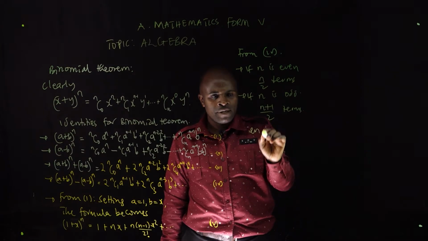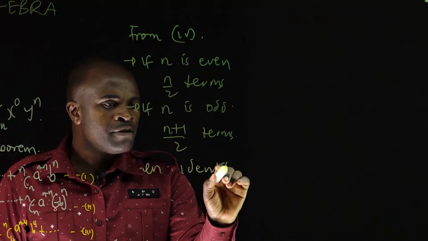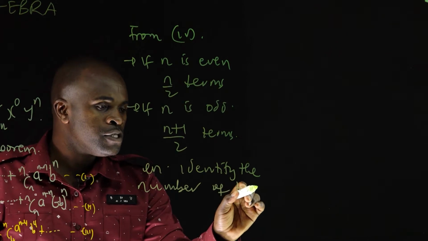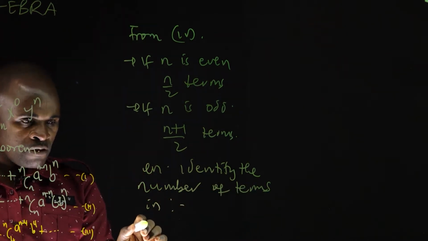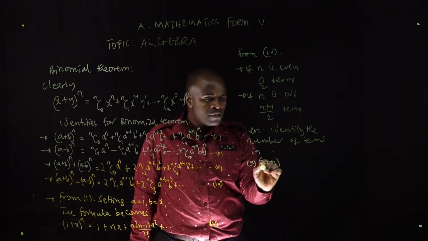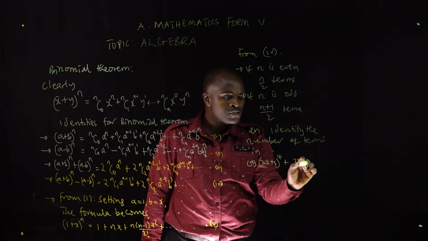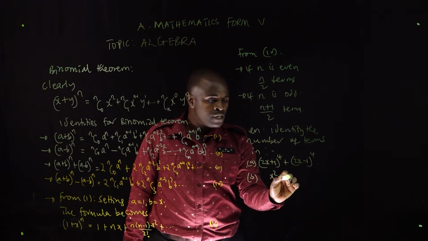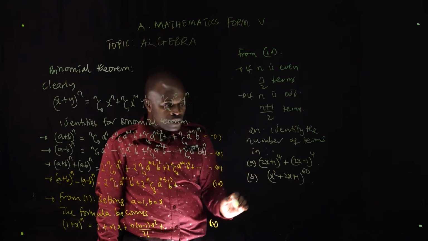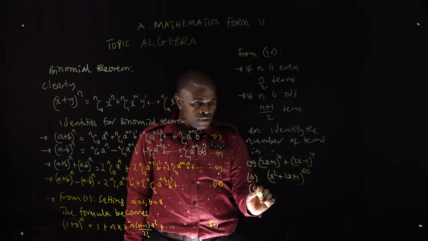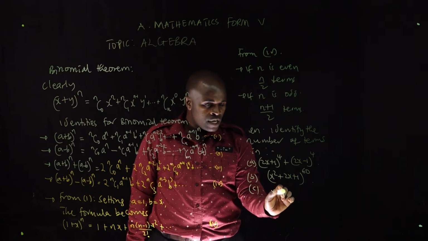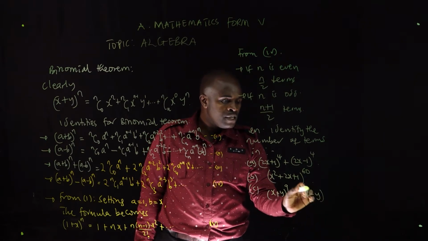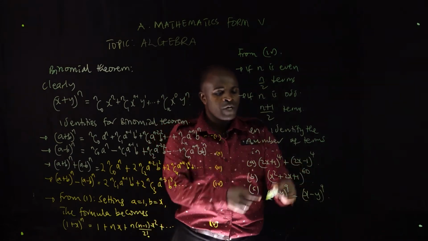So one can give us a question like: identify the number of terms in, let's say, A, (2x + 1)^4 + (2x - 1)^4. B, one can give us (x^2 + 2x + 1)^60. And another question, one can give us (x + y)^9 plus (x - y)^9. Identify the number of terms from expansions like these ones.